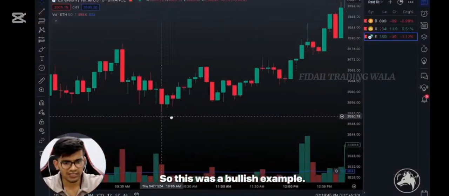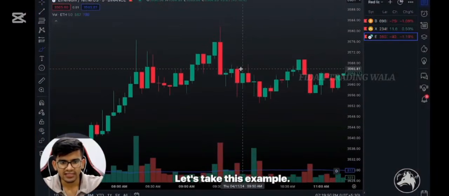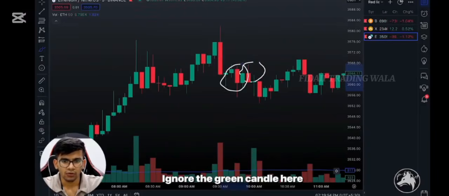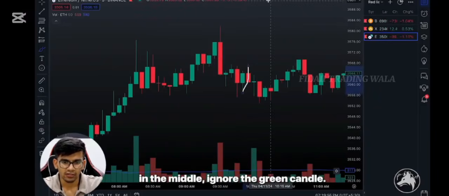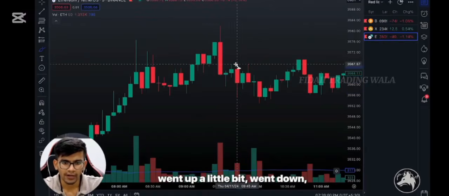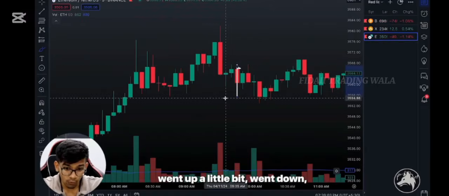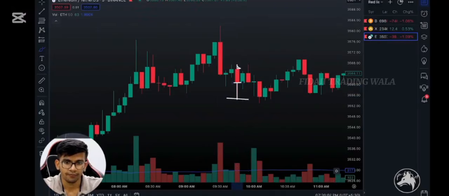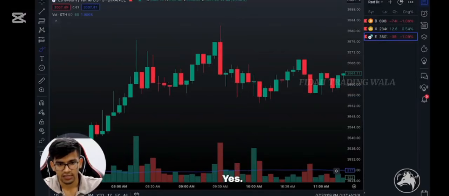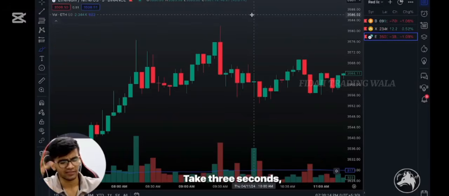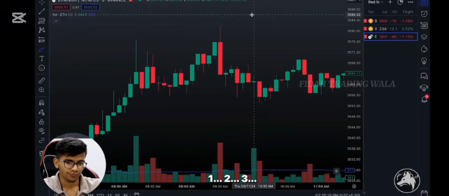So this was a bullish example. Let's take a bearish example, guys. Let's take these two candles right here. Ignore the green candle here in the middle. So what happened exactly here? The price opened up here, went up a little bit, went down, then went back a little bit up and then closed here. Is the candle red? Yes. Now, tricky question. Is this candle bearish or bullish? Take 3 seconds. 1, 2, 3.